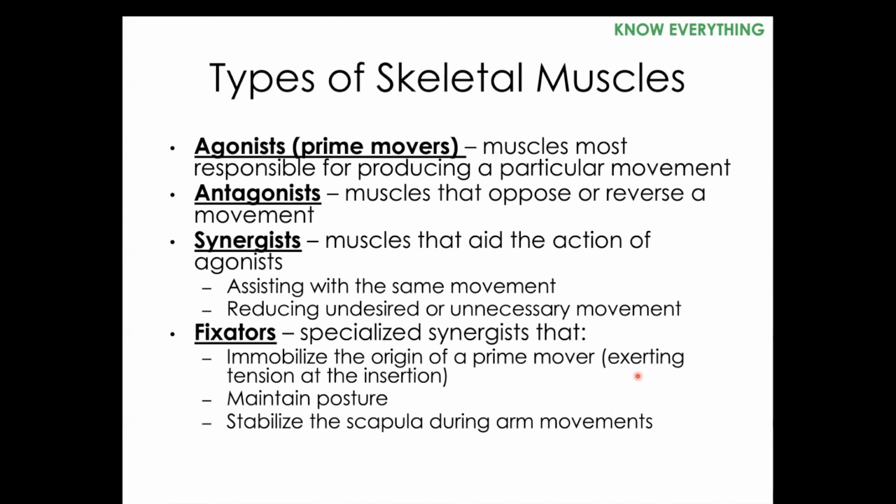Synergists are muscles that aid in the action of the agonist, either by assisting the same movement or by reducing any unnecessary movement. So an example again, sticking with that bicep curl, your bicep is the prime mover or the agonist. A synergist would be your brachialis, which is a smaller muscle that also attaches to the forearm. And then lastly, we have fixators, which are specialized synergists that immobilize the origin of a prime mover. They help maintain posture and help stabilize the scapula during arm movements.